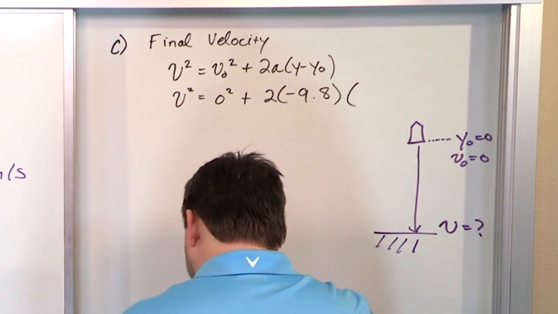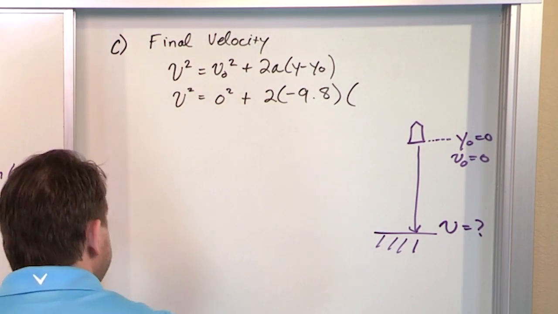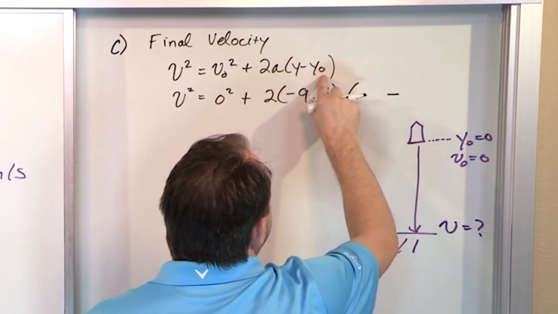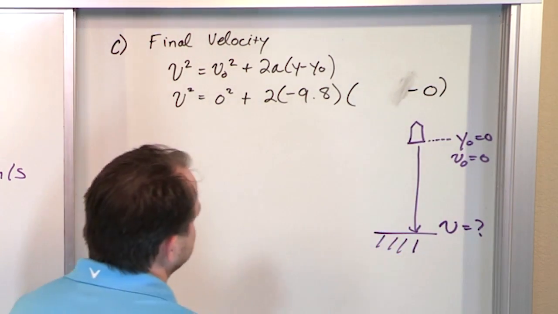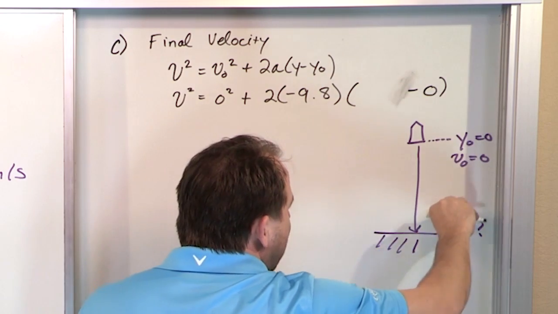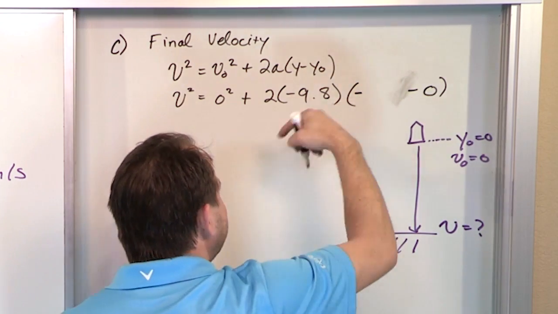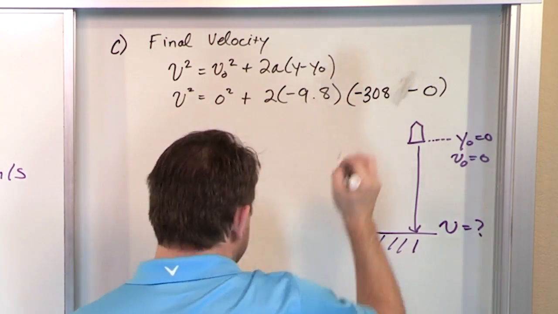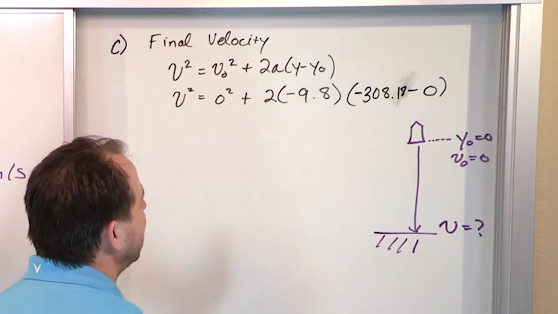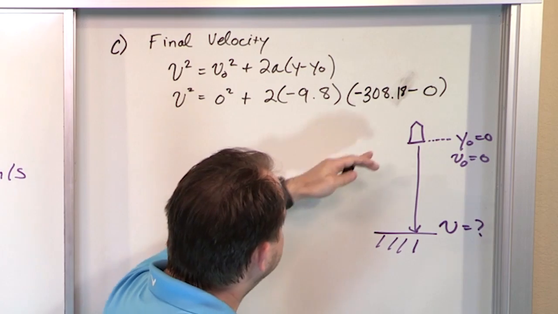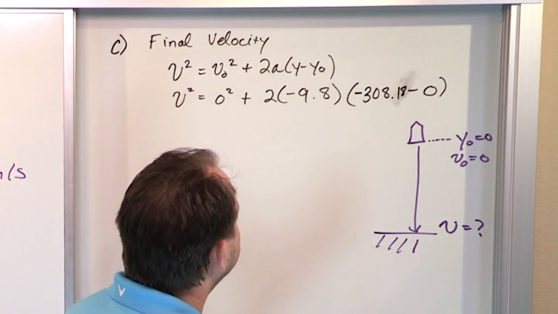Well, let me do it this way to make it a little easier for you to understand. The starting point is y naught, which you all know is 0. That's where we start from. The ending point is below y naught, which means it has to be negative, and we already said it was 308.18. You have to get the signs right here. So it's very important to draw another picture so that you can then calculate.